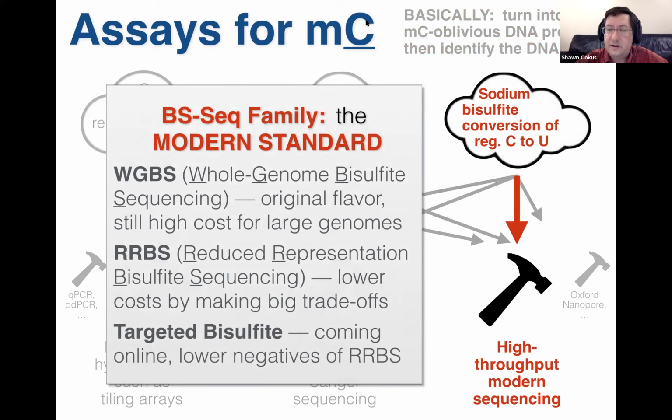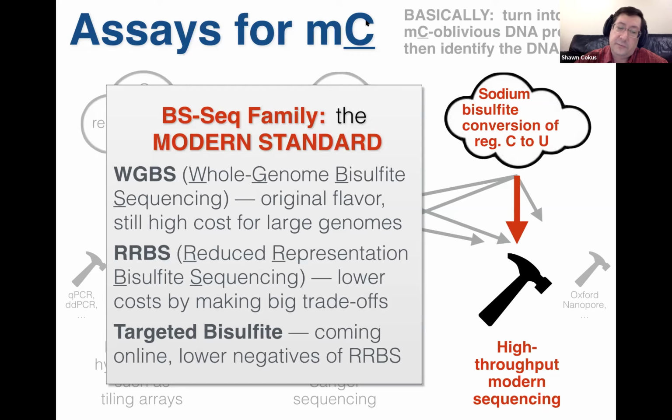And so the main assays that people do of that type are WGBS, whole genome bisulfite sequencing, the original flavor. I'm actually the first author on the Nature paper that introduced this. We did it in Arabidopsis, because the sequencers were so much lower throughput then that, besides us personally being interested in Arabidopsis, it was a much more accessible genome at the time. It's still, though, high cost for large genomes such as human.